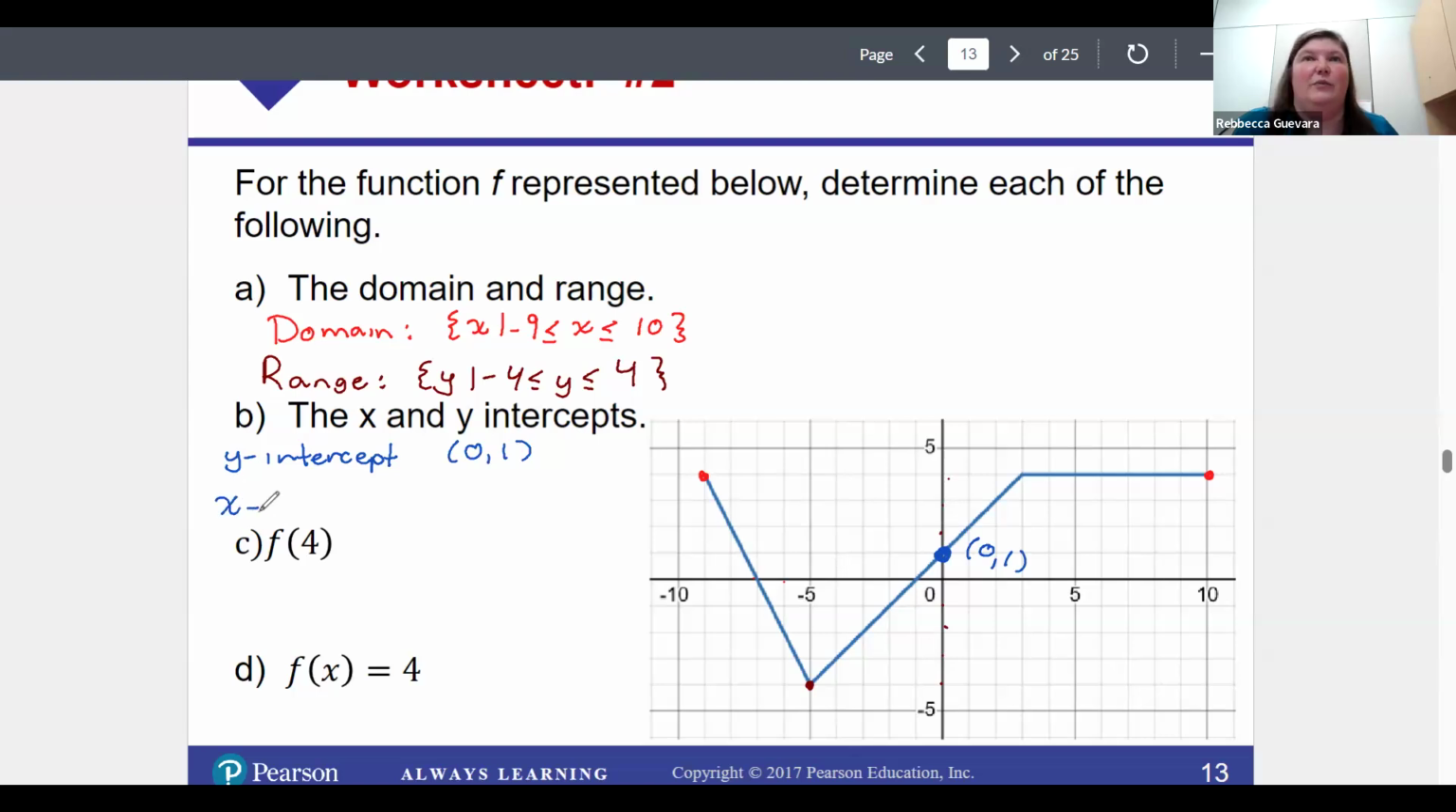X-intercepts, we've got a couple. We don't always have multiple, it's just a lot of times that we do. We have one here and we have one here. So this is a point where x is -1, y is 0. And this is a point where x is -7, and y is 0.